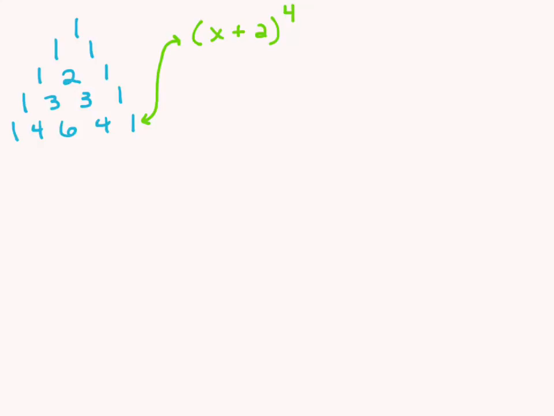And so I'm going to have 5 terms here. My first term is going to have a coefficient of 1. Then we're going to have x to the 4th times 2 to the 0.